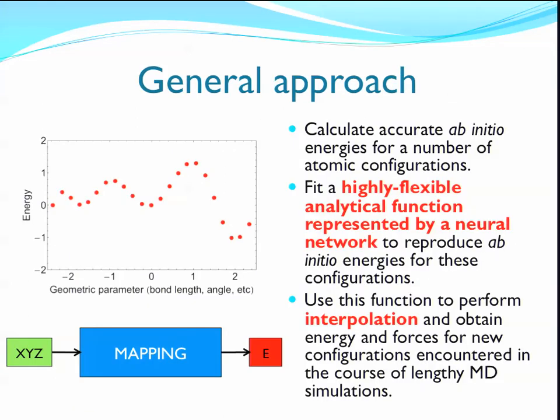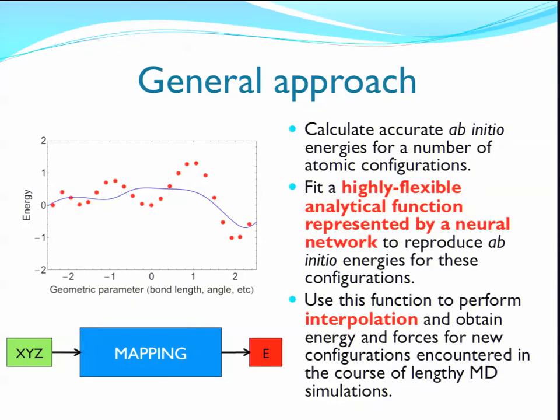So now let me describe a general approach of how we use neural networks to represent potential energy surfaces. Here I use an example of some hypothetical one-dimensional potential energy surface. So first of all, one can calculate ab initio energies for a number of atomic configurations. These ab initio energies can be represented by these red dots on the graph.